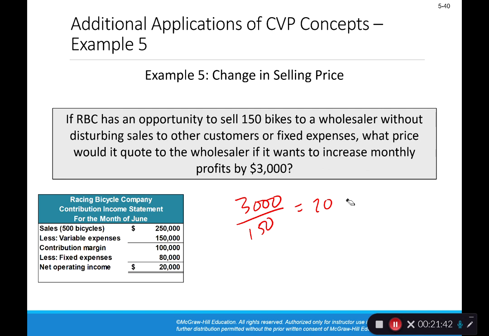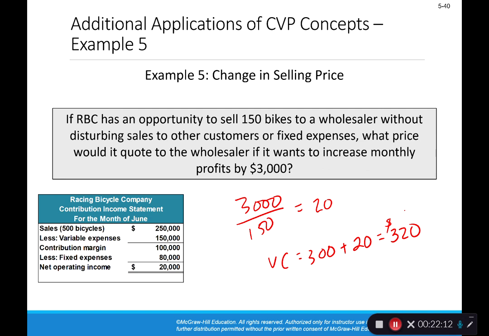No, I did the math wrong on that. It seemed too high. $20 per bike. Let's try that. So 3,000 divided by the 150 bikes gives me 20 per bike. So in order to make that happen, we know our variable costs for each bike equals 300, and then we need to make profit of 20. So the selling price has to be 320. We totally ignore fixed costs because remember, fixed costs won't change.